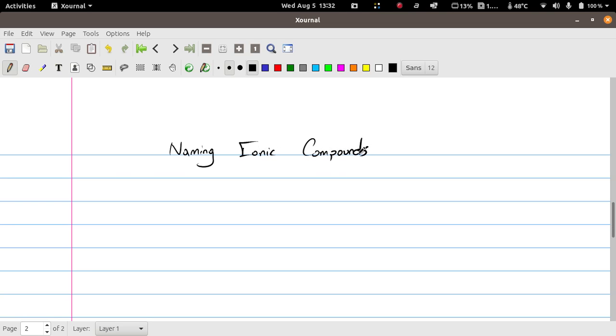Okay, so naming ionic compounds is actually very, very easy. That's why I wanted to go over it first. The first thing we're going to do is name the metal. So step 1, name the metal on the left, as it appears on the periodic table.